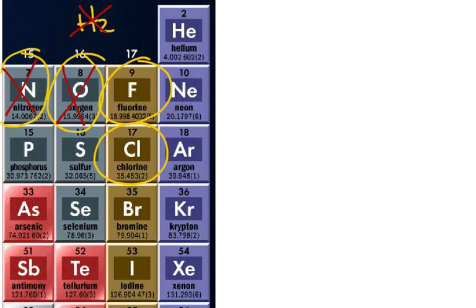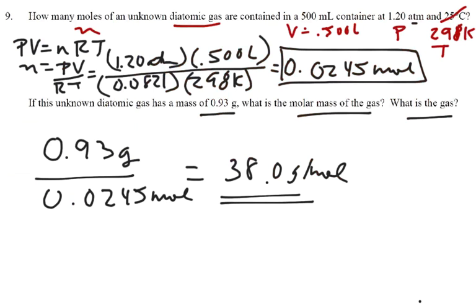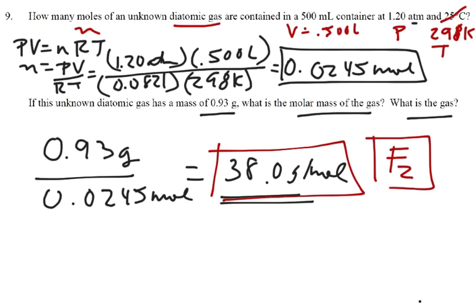Fluorine is 18.998. Double, that's about 19. 19 times 2 would be about 38. So that is it. So we're talking about a sample of fluorine gas. Chlorine would have been about 71. So, what's the molar mass of the gas? And what gas is this? This must be fluorine gas. Diatomic. And that's how we do ideal gas law problems.